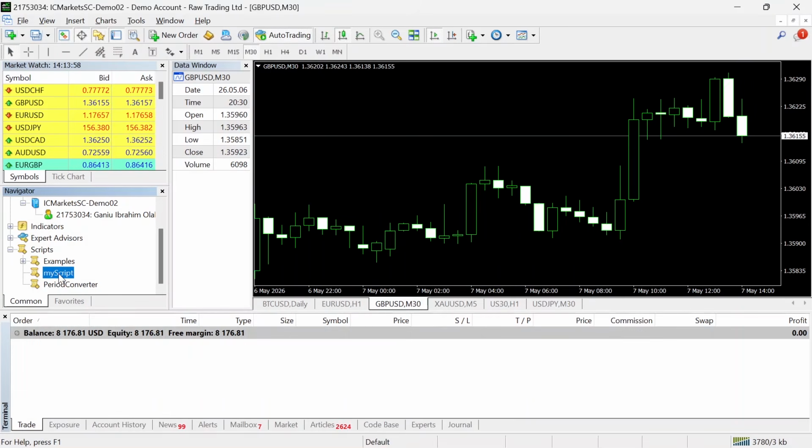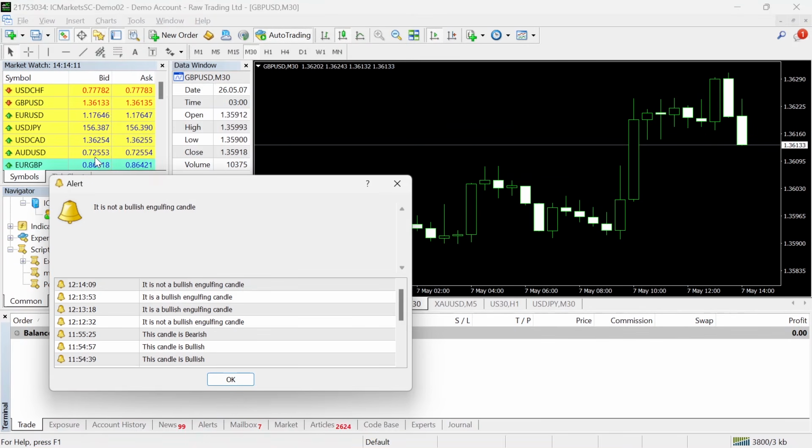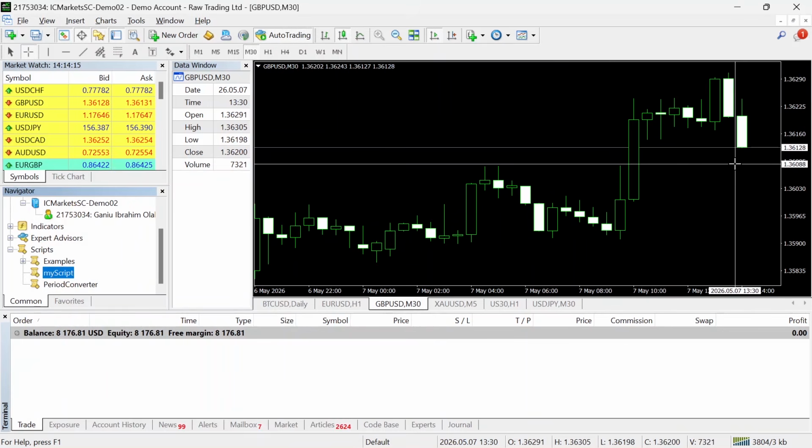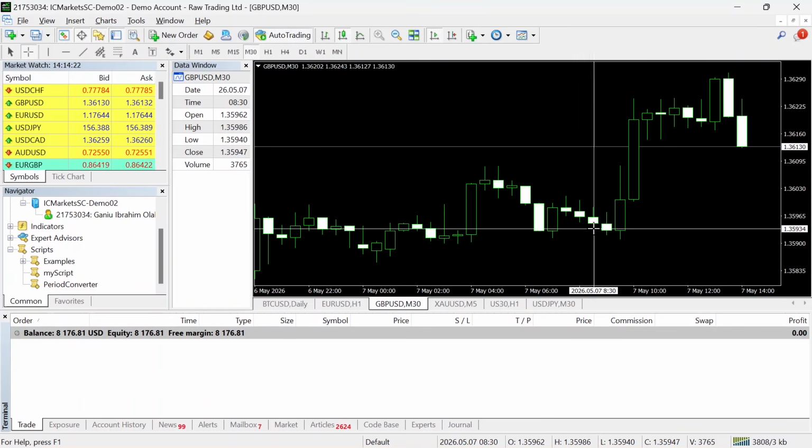So let's give it another, maybe just a random shift. For this we will be saying index 11. You can see it is telling us that it is not a bullish engulfing candle. So let's confirm that the candle on index 11 is not a bullish one. This is the candle on index 11, and of course it is obviously not a bullish candle because this is a bearish candle and this is a bearish candle.